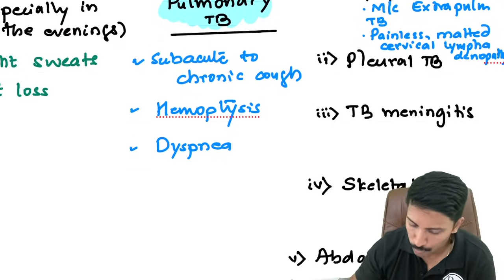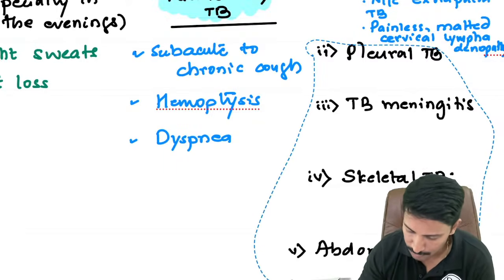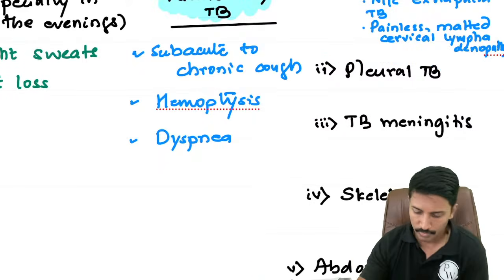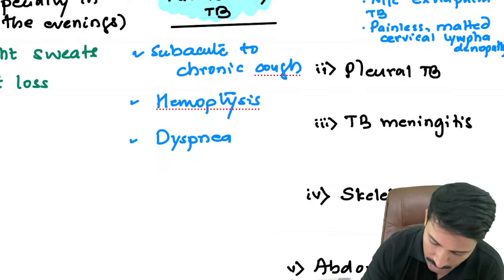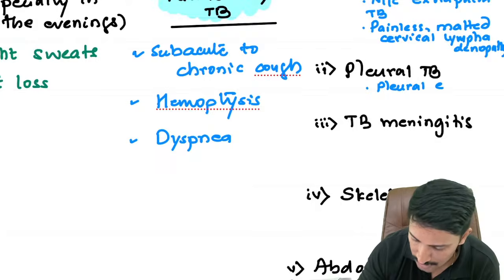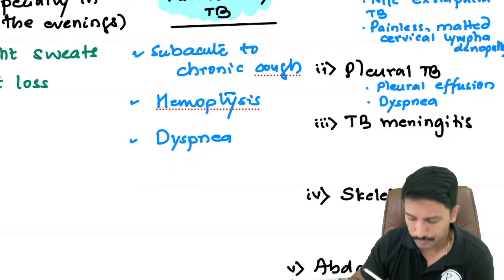Then we can also have pleural TB. Pleural TB is different from pulmonary TB. When I say pulmonary TB, I am primarily referring to the lung parenchyma being affected, but pleura can also be affected. When there is pleural TB, patient can present with pleural effusion resulting in dyspnea and chest pain, right? Pleural effusion resulting in shortness of breath and chest pain.